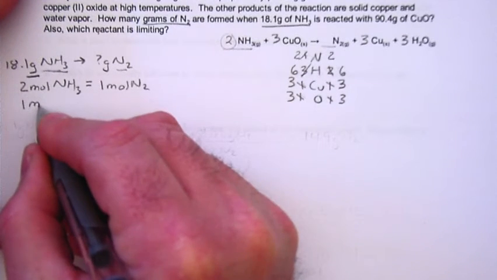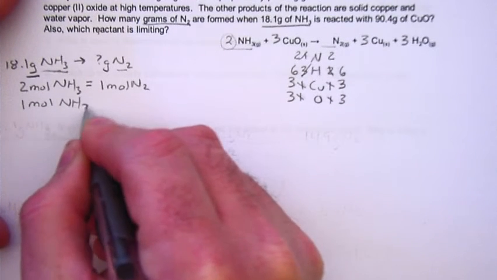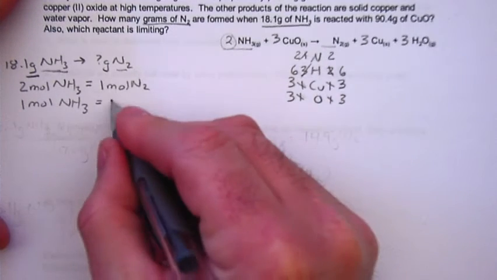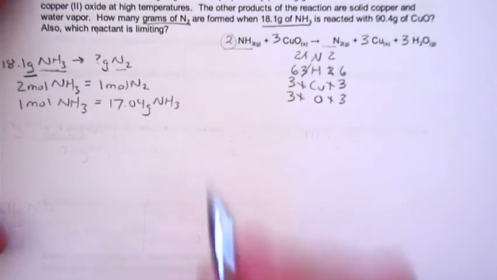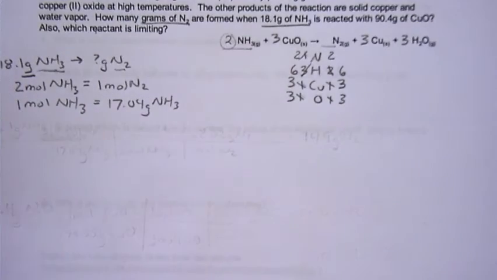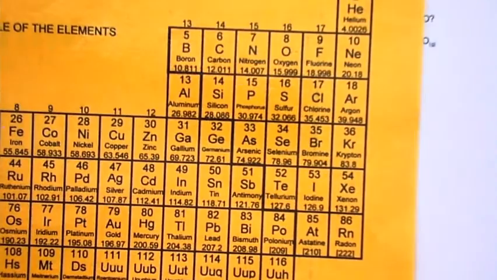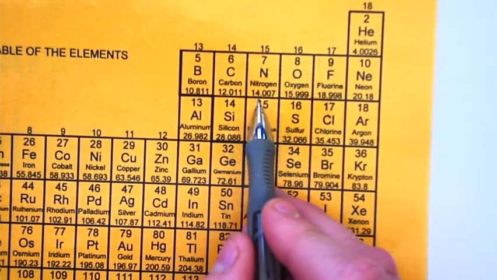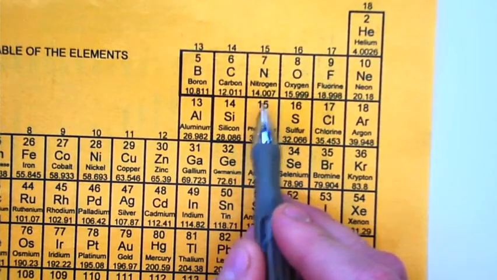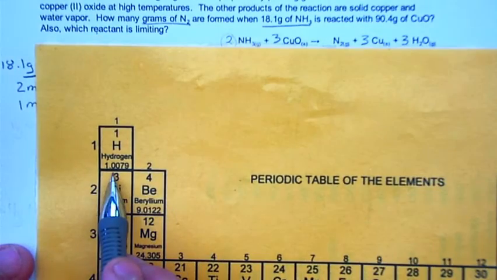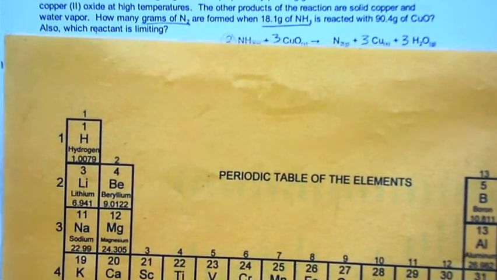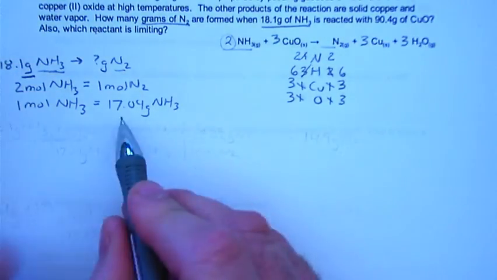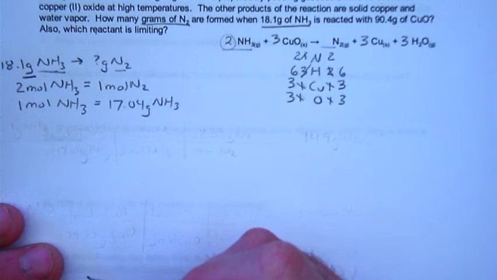So 1 mole of NH3 is equal to 17.04 grams of NH3. For that, the way I got 17.04 is I have 1 nitrogen at 14.01, and then 3 hydrogens at 1.01. Multiply that by 3, that's 3.03, plus the 14 gives me 17.04 grams.